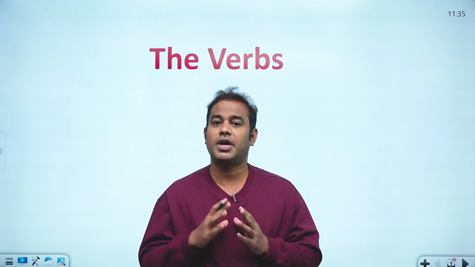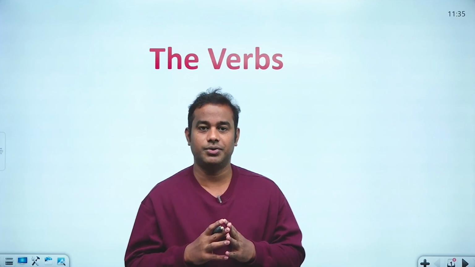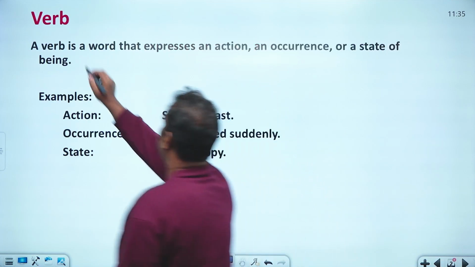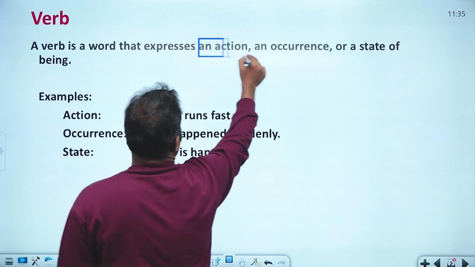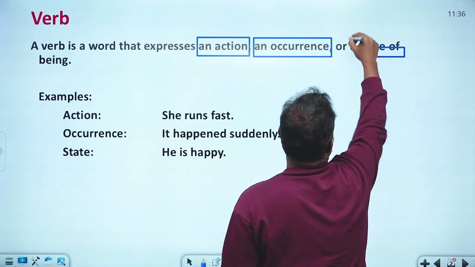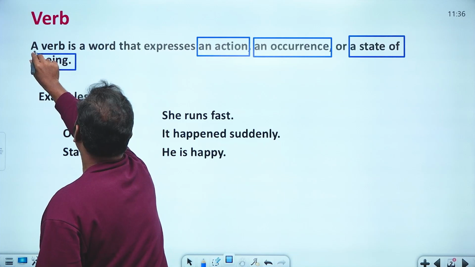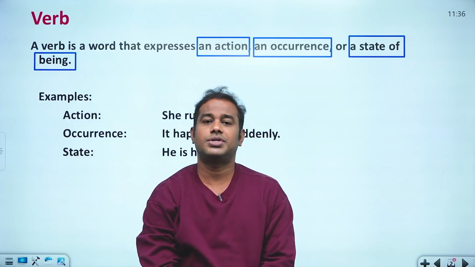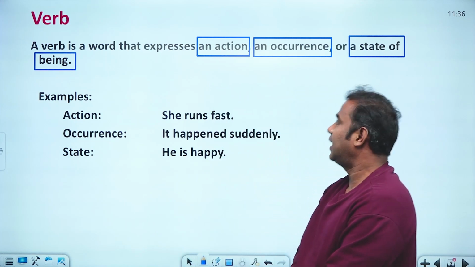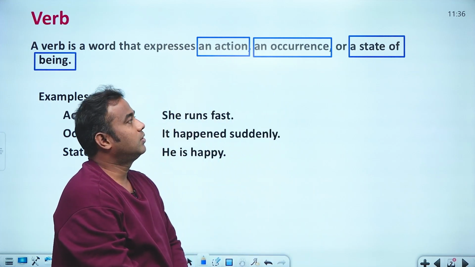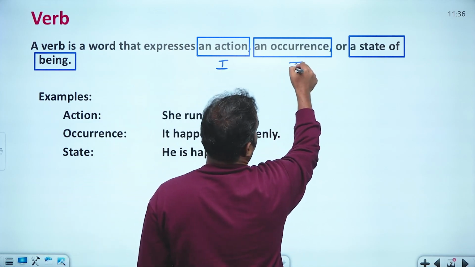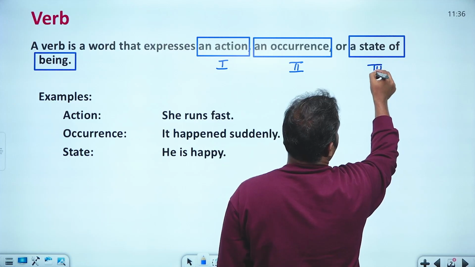So for that, we are going to look at this topic in detail here in this video. From the definition point of view, a verb is a word that expresses an action, an occurrence, or a state of being. Let us look at the definition again. A verb is a word that expresses an action, an occurrence, or a state of being. So there are three things you can express: it can be an action, an occurrence, or a state of being.